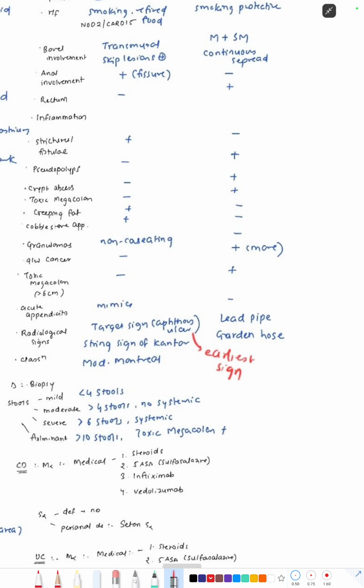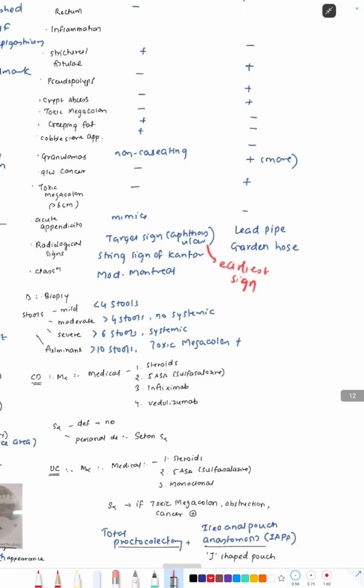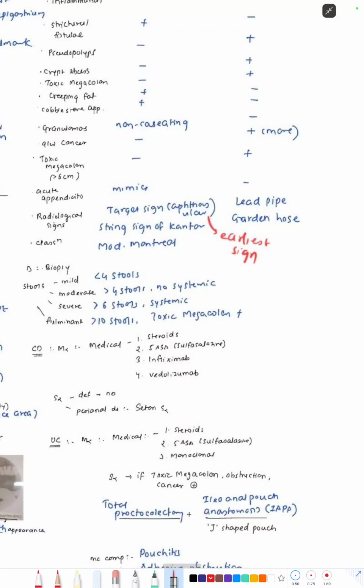Diagnosis is by biopsy. Then the stools: mild, moderate, severe, and fulminant. If there are less than 4 stools, mild. When there are more than 4 stools with no systemic signs, moderate. Then severe is more than 6 stools having systemic signs, and fulminant is more than 10 stools with the presence of toxic megacolon.